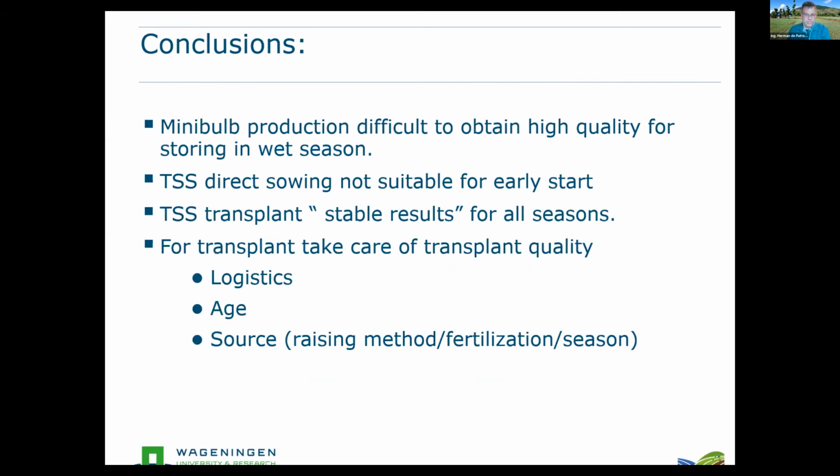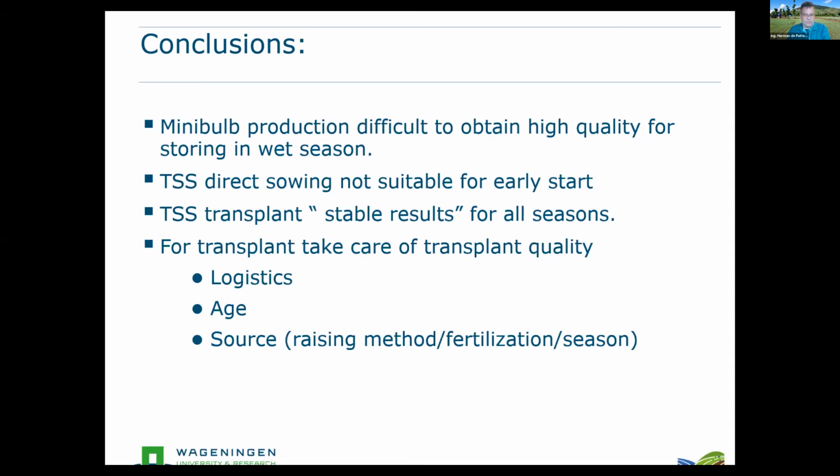So the conclusions of all those experiments, and there is a lot more to say, and I have to say that I only show a limited number of results, but hopefully at the end of the year, we will publish a full report on all the activities. But the main conclusion so far is that with mini bulb production it is difficult to obtain high quality for storing to bridge the wet season until the dry season.